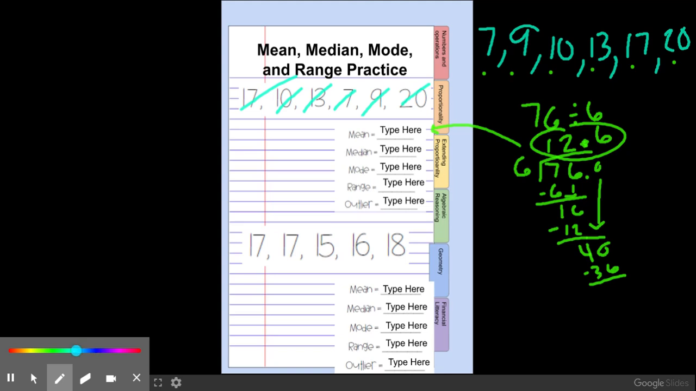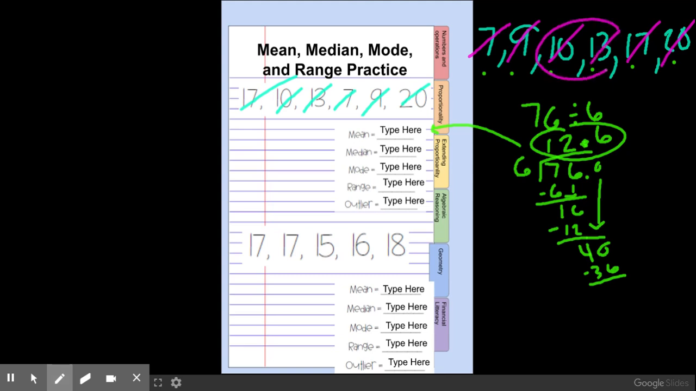Okay, the next one we're going to find is the median. So the median, if you remember, is the middle. So we're going to cross off 1 on each side until we get to the middle. So 1 on the left, 1 on the right. 1 on the left, 1 on the right. 1 on the left, 1 on the right. Uh-oh. So we need to figure out what's between 10 and 13 because they're both in the middle and we can't have two medians. So the easiest way to do this is to add 10 plus 13. So you get 23 and do 23 divided by 2. So you're finding the average between 10 and 13.